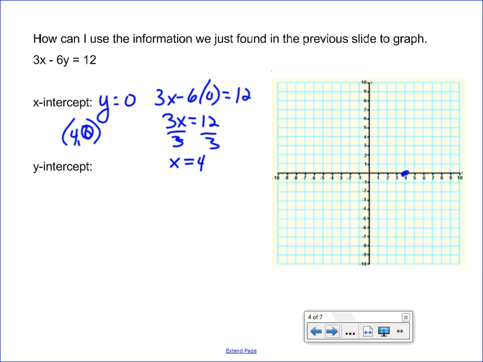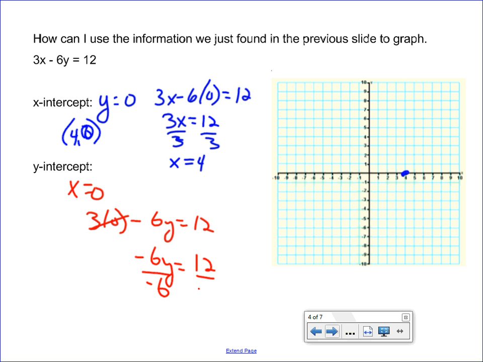For the y-intercept, we found that x is 0. So if I put in a 0 for the x, I would have 3 times the 0 minus 6y equals 12. So this would be gone, so I get negative 6y equals 12. If you divide by the negative 6, you get y is equal to negative 2, so your ordered pair would be 0, negative 2. So I get the point 0, negative 2, therefore my line would be something like this.